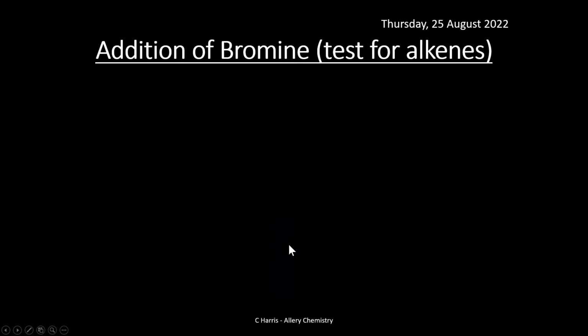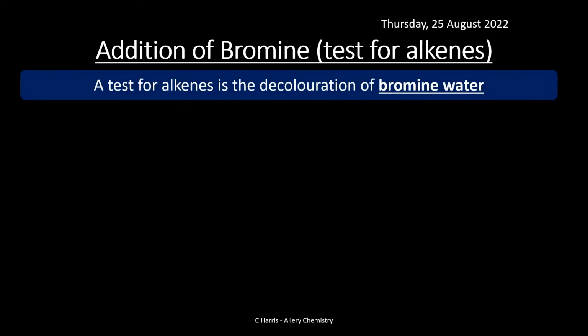Okay, so let's have a look at some of these reactions of alkenes. And some of these can actually double up as tests for alkenes as well. You might have seen this one, where you can test for alkenes by adding bromine water to it, and it'll decolorize bromine water. So what we're going to do here is look at the reaction, what actually happens when we add bromine water to alkenes.